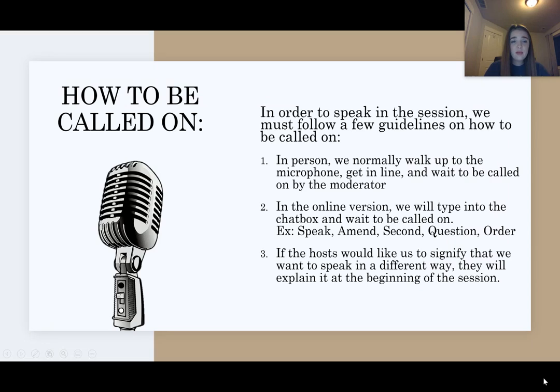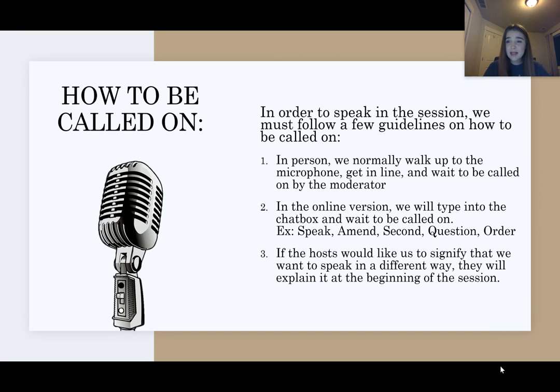So for our purposes, the first thing we need to talk about is how we're going to be called on. And the reason this is an important first thing to talk about is because in this session, we cannot just unmute ourselves and say what we're thinking, or chat in the chat box about what we feel about the resolution. In order to speak in the session, we need to follow these guidelines in order to keep the session moving as it's supposed to. So if we were in person, we would normally walk up to the microphone line and wait to be called on by the moderator. And then we'd start speaking once we were called on.